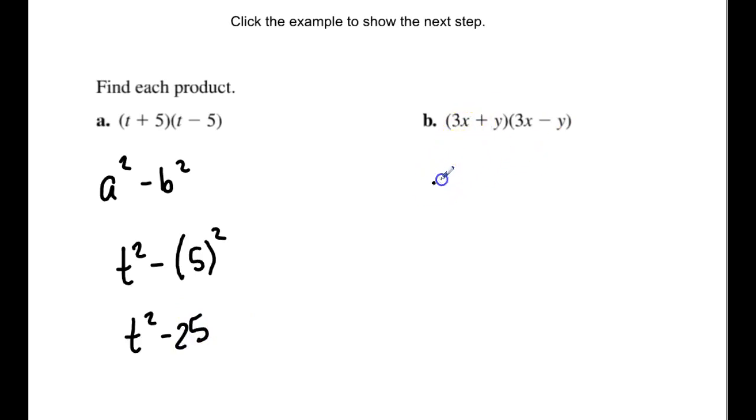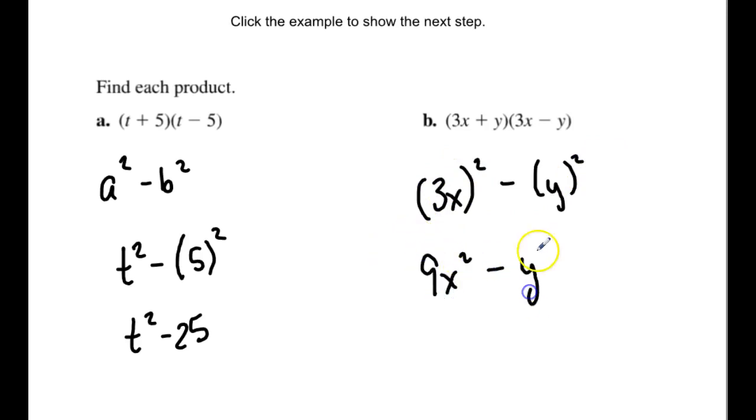So now let's look at this example. My a was going to be 3x squared minus, and my b was y squared. So I know that 3x squared is the same thing as 3x times 3x, which gives me 9x squared minus y squared. Do you see how much easier this is when I can recognize those patterns rather than having to write the whole thing out? I could write the whole thing out, but it just saves some time to do it this way.